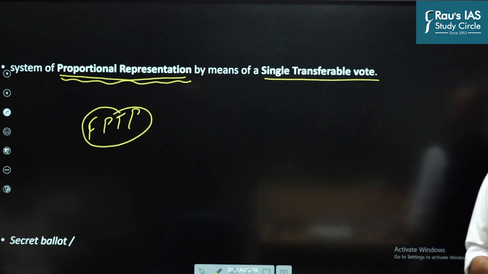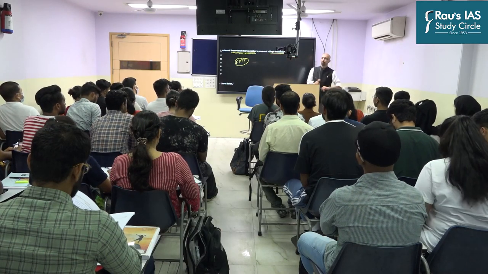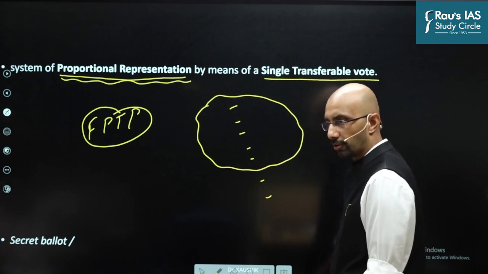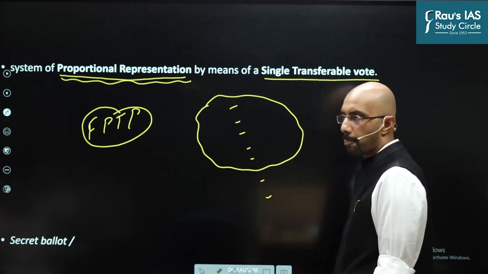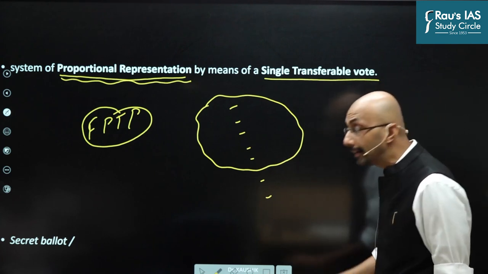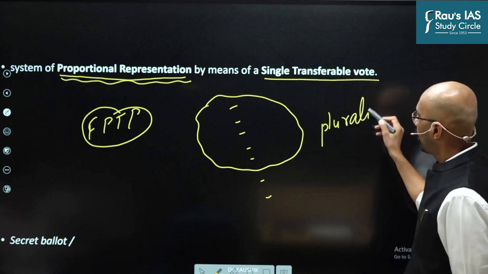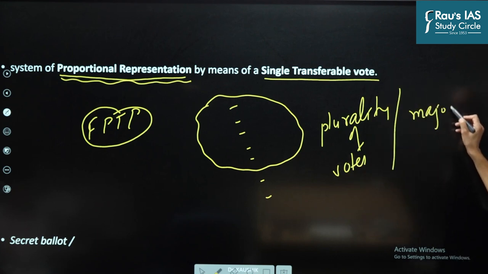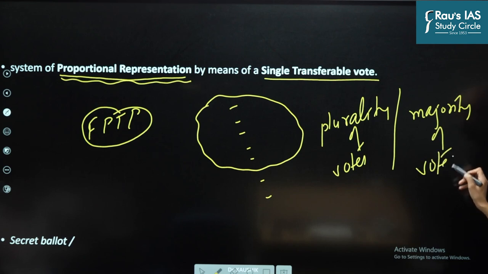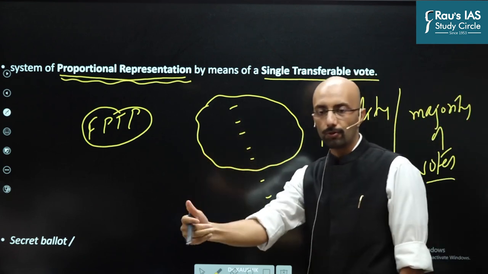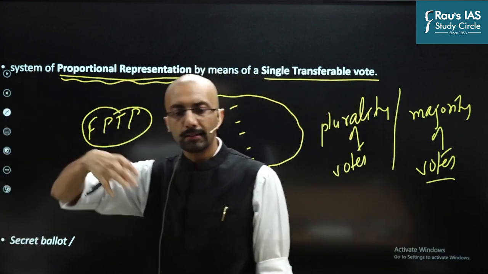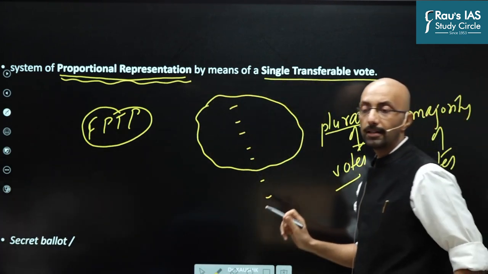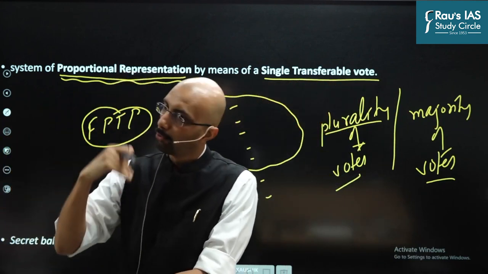In FPTP, who wins the election? Let us say in a particular geographical constituency, 10 candidates from different parties are fighting the election. So out of 10 candidates, who wins the election? The one who gets plurality of the votes. Now, plurality of votes is different from majority of votes. Majority of votes means more than half. So whatever is total votes, more than half, that means the next higher number of half. Whereas plurality of votes means more than all my rivals. More than all my rivals, right?